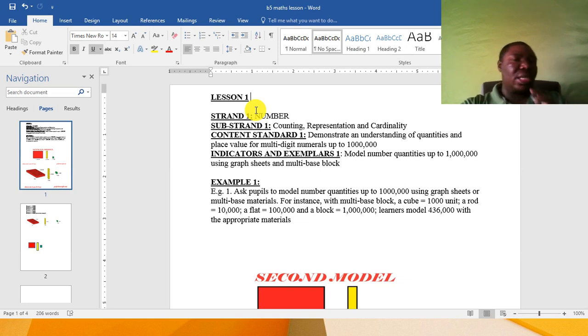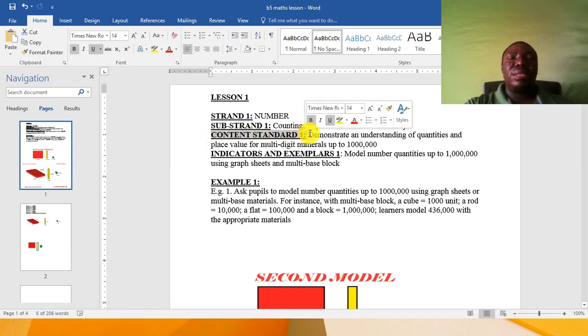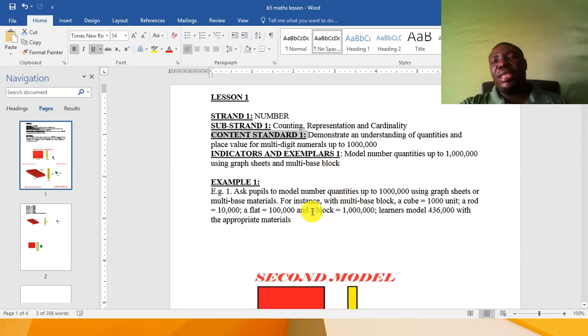In the new curriculum, we have strand, sub-strand, content standard, indicators, and exemplars. We are looking at the first strand called number, and the first sub-strand, counting, representation, and cardinality. The content standard is to demonstrate an understanding of quantities and place value for multi-digit numerals up to 1 million. Then we look at the indicators: model number quantities up to 1 million using graph sheet and multi-base block. Don't worry, these things are just part of the curriculum. I will take my time and explain everything step by step.